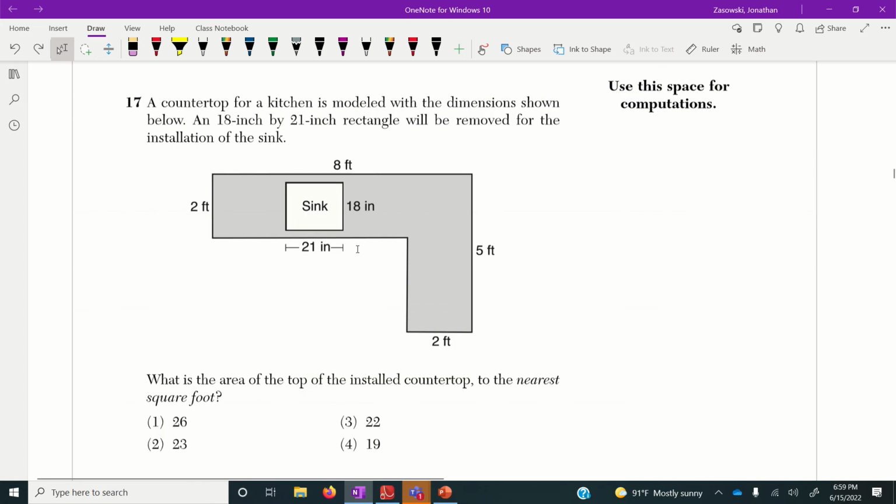17, we got a countertop. What are the dimensions shown? Okay. 18 inch, 21 inch. Square foot. We got a problem here, right? We're out of units again. Okay? So we're going to need to do some conversions. Remember, to get from inches to feet, we just divide by 12. So 18 divided by 12 is going to be 1.5. And then we have 21 over 12. Not as nice.